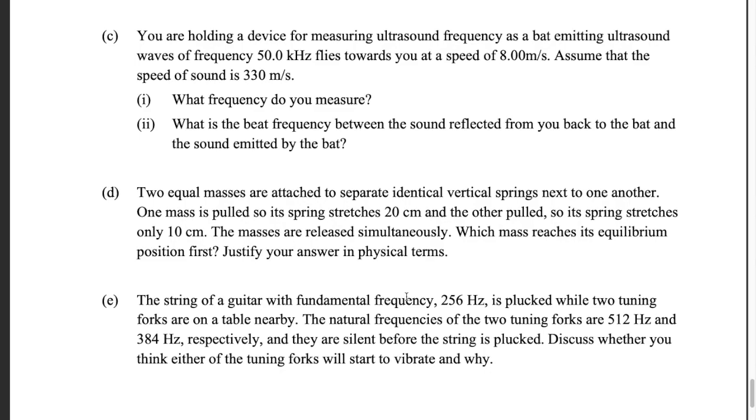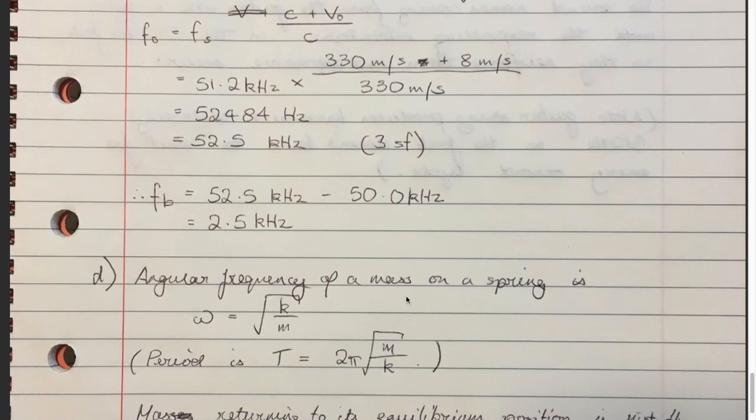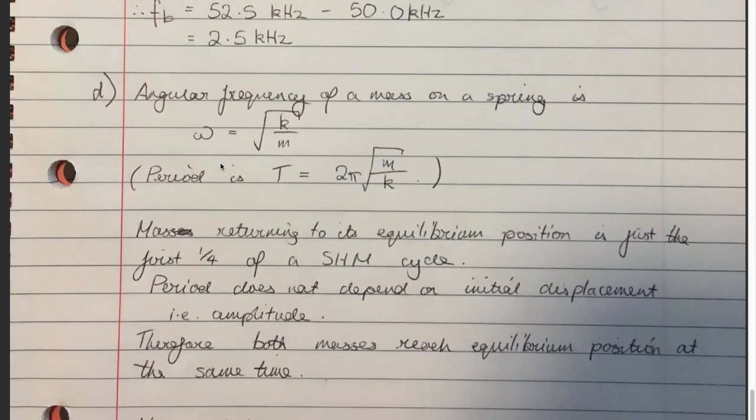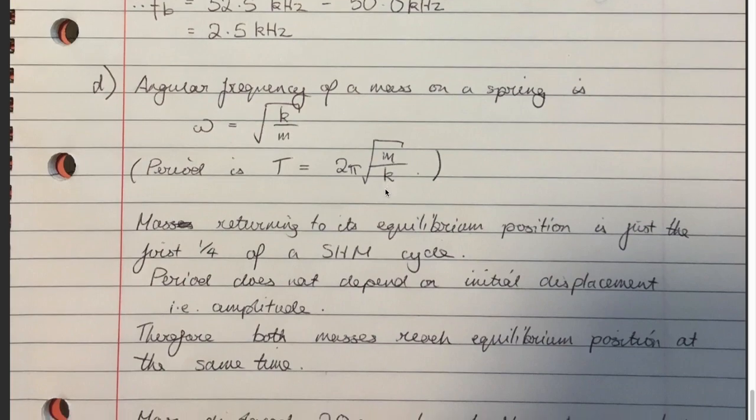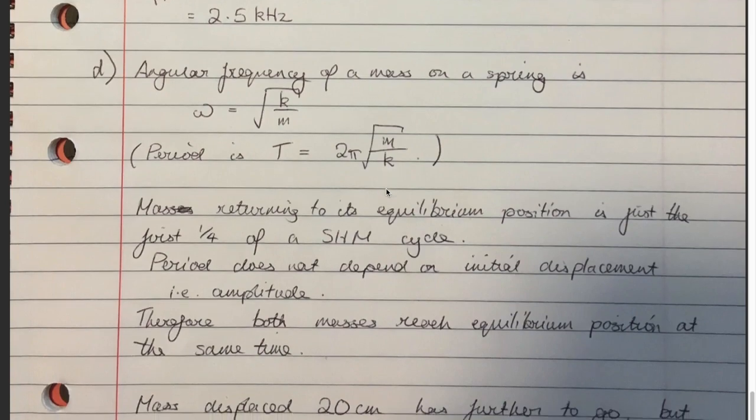Now in part D, you have two masses on vertical springs. You pull them both down, but one by 10 centimeters and one by 20 centimeters. If you let them go at the same time, which mass reaches its equilibrium position first? So for this we need either the angular frequency or the period of the motion of a mass on a spring. Whichever way you prefer to think of it, they only depend on m and k. They don't depend on the initial displacement or the amplitude of the oscillation.